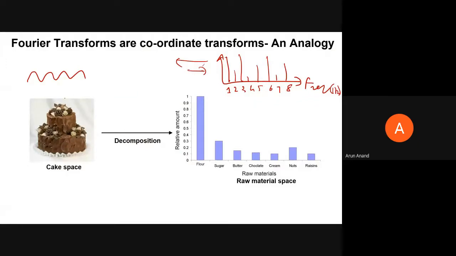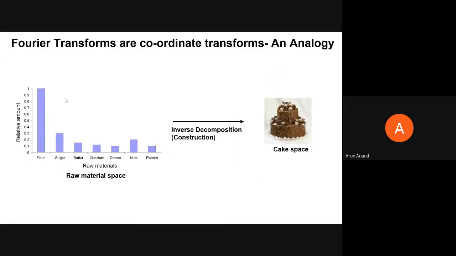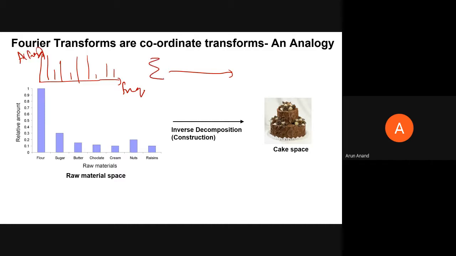So that is your inverse decomposition. It is equivalent to something like this. You are going from your raw material space, sorry, not raw material space, signal space. Raw material space is your frequency space. Discrete components. So you have your components, frequency and amplitude of that frequency, and then you sum them up, right?